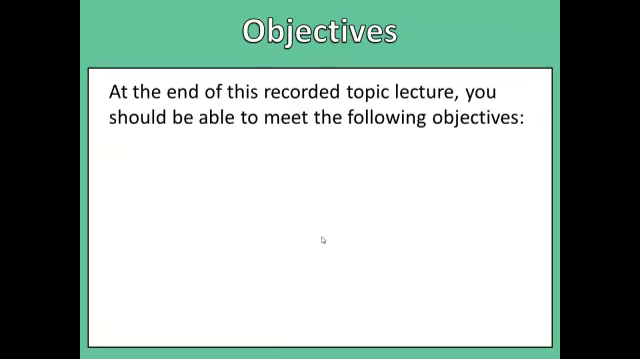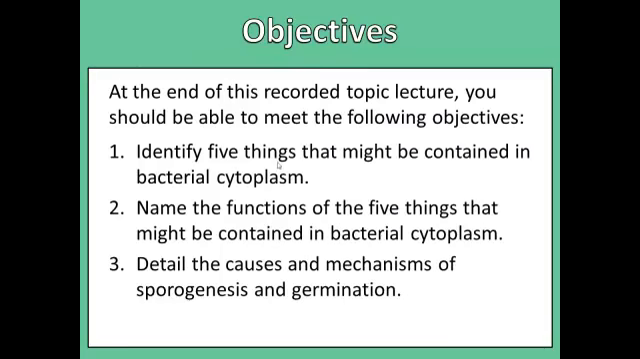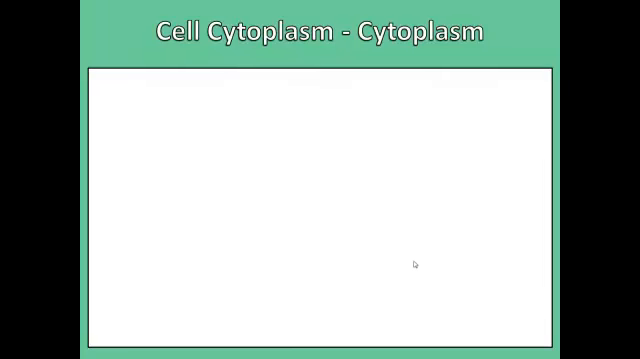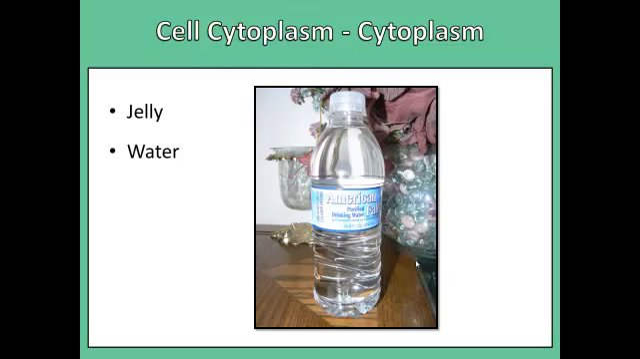At the end of this recorded topic lecture, you should be able to meet the following objectives. Identify 5 things that might be contained in bacterial cytoplasm. Name the functions of the 5 things that might be contained in bacterial cytoplasm, and detail the causes and mechanisms of sporogenesis and germination. Let's talk briefly about the cytoplasm. The cytoplasm is a gelatinous or jelly-like substance on the inside of all cells. It's mainly water. Think of it as anything that's inside the cell that's not solid.